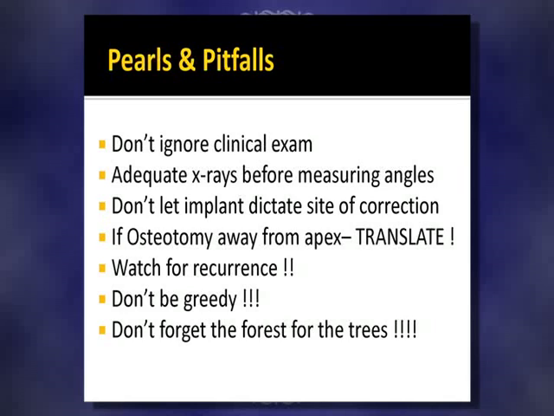And as Dror is going to talk about, the osteotomy principles: if you're doing an osteotomy away from the apex or the CORA, you just have to think about translating, and just very commonsensical things. If it's a growing child, you want to look for recurrent deformities. You don't want to just straighten it out and say goodbye. Don't be too greedy. Sometimes you've got to back off a little bit and say, we can do the lengthening or the deformity correction in a staged fashion. And don't forget the forest for the trees.